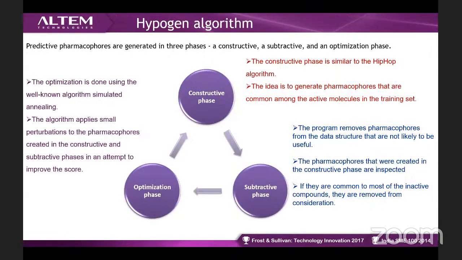So you should know how this algorithm works. It's also a mathematical algorithm, but in chemistry. First of all, it tries to construct. The constructive phase is similar to HipHop, which is another algorithm. It will identify pharmacophores that are in the active molecules in the training set. Once it identifies the active molecules in the training set, the program will move towards the subtractive phase.